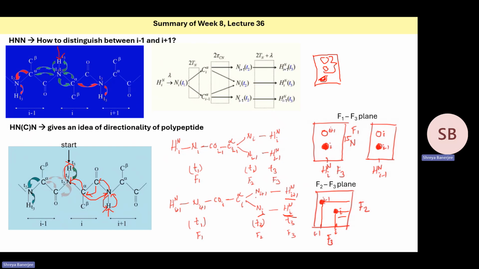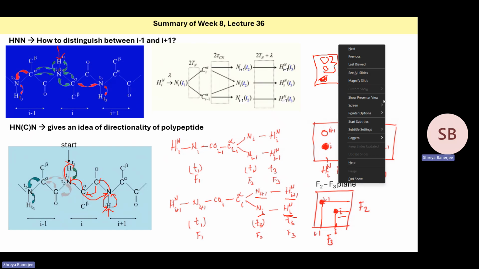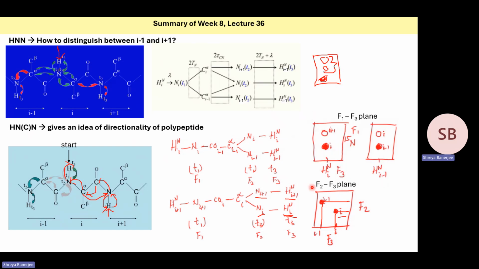You can see amide nitrogen I+1, amide hydrogen I+1. So if you want corresponding peaks of the same residue for both amide hydrogen and nitrogen, then the cross section has to be taken of the F2, F3 plane.